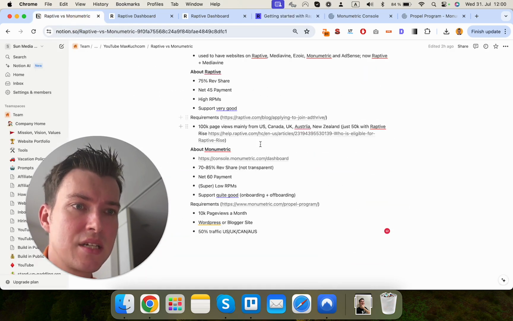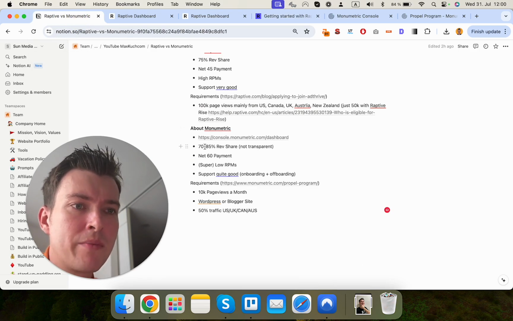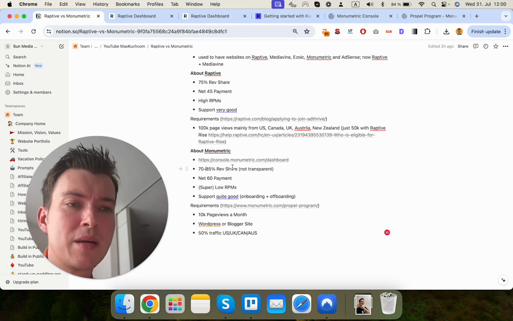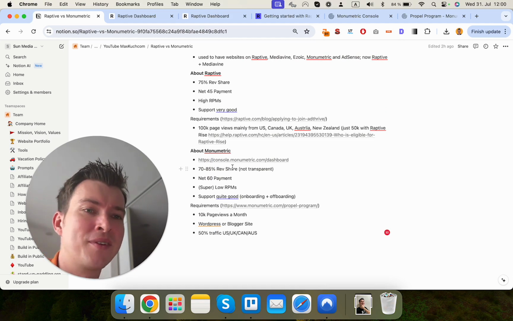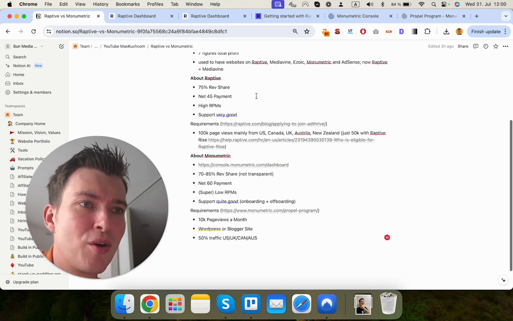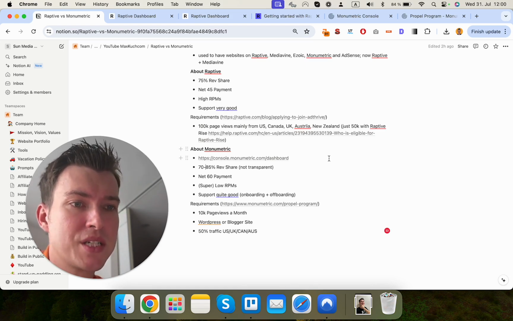platforms these days. Okay, so about Monumetric, they actually don't really publish their rev share. They put out that they take like 15 to 30% as a rev share. Maybe that's some incentives for bigger publishers. But to be honest, I'm doubtful. Like if you're a bigger publisher, why should you be on Monumetric in the first place? Probably you should just head over to Raptive or Mediavine or even more advanced players in the market.